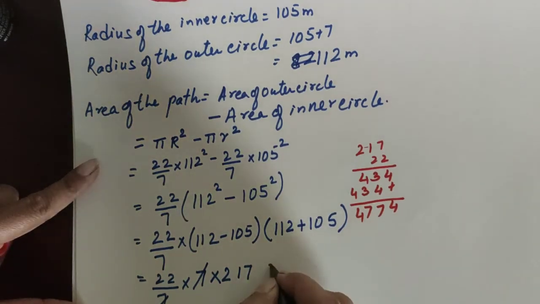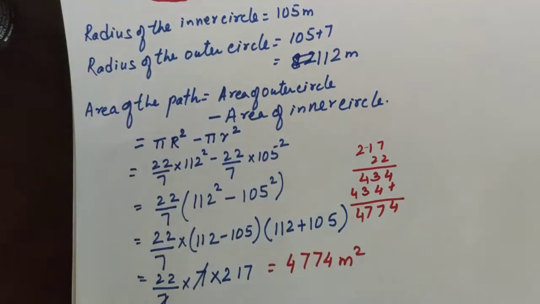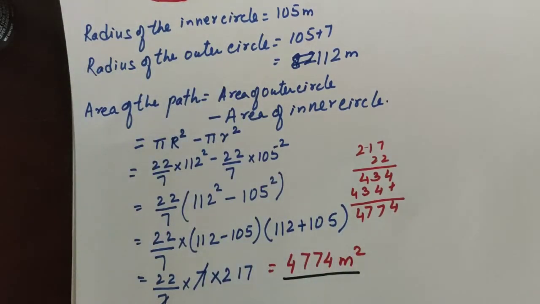So your answer should be 4774 meter square. Let me check whether the answer is correct. It is question number 9 of exercise 20D. Exercise 20D, question number 9, 4774 meters square. So this is your answer for the 9th one. So the answer is correct. I think it's very easy and clear for you.